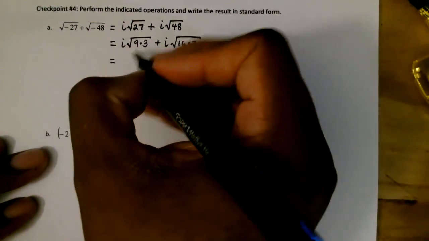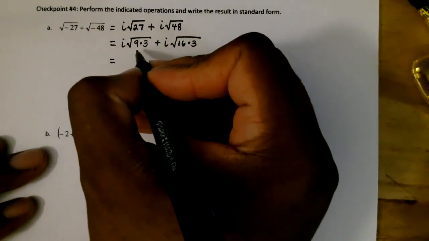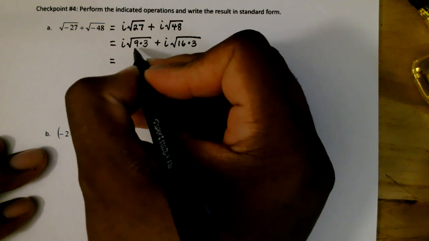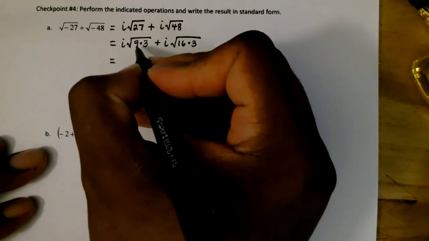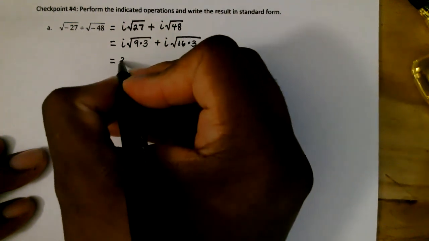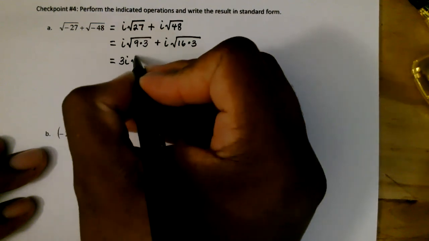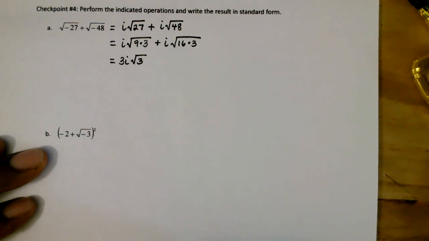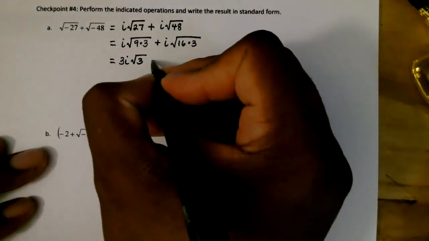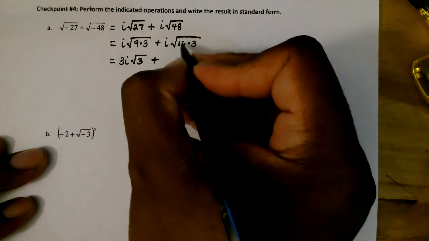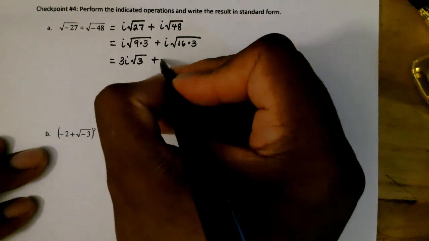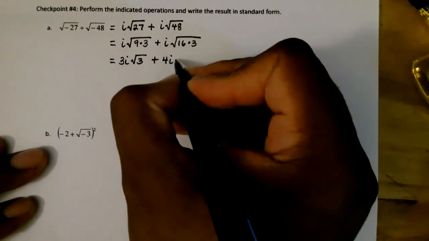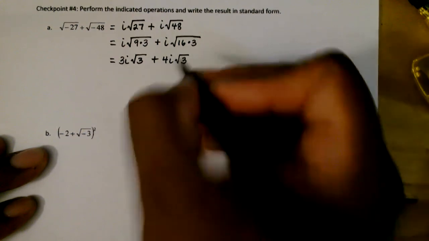And now we can take the square root of the perfect squares. Like 9 is a perfect square. The square root of 9 would be 3. The 3 comes out with the i, and this other 3 stays underneath the radical. So it'll be 3i square root of 3 plus square root of 16. I can take that. That'd be 4. So it'd be 4i square root of 3.